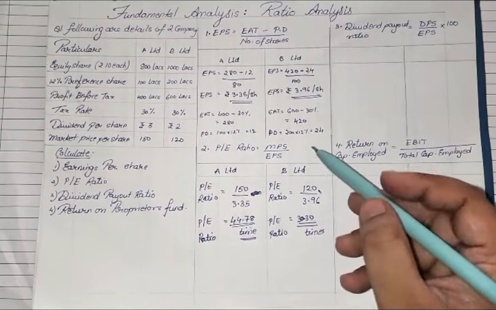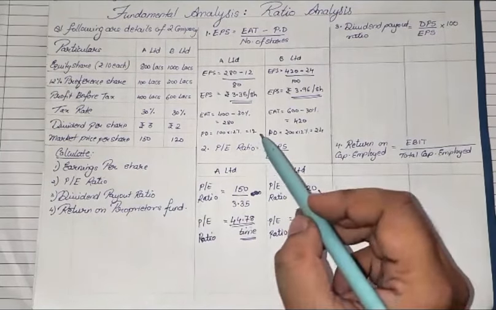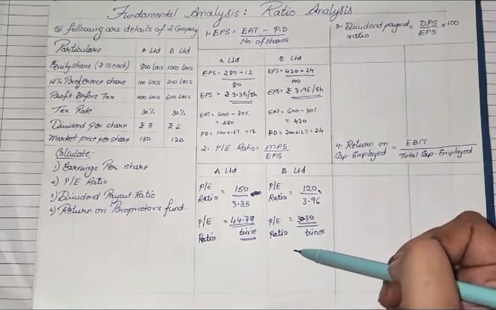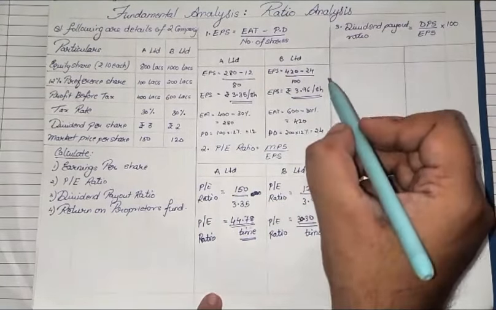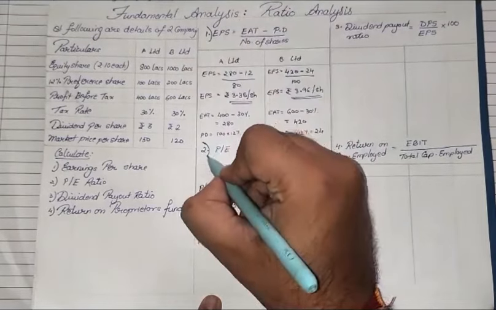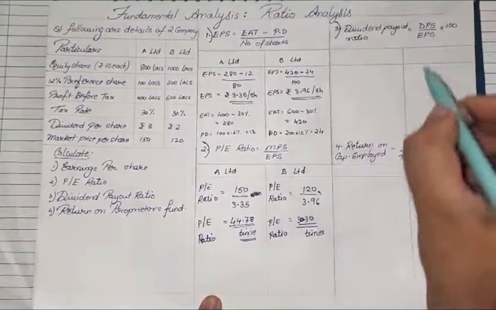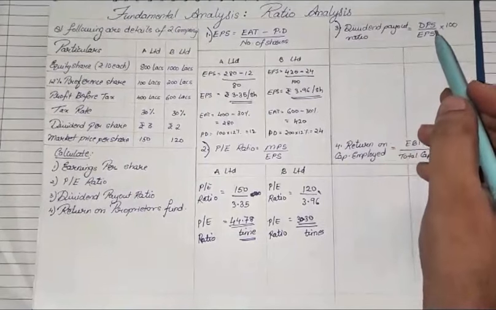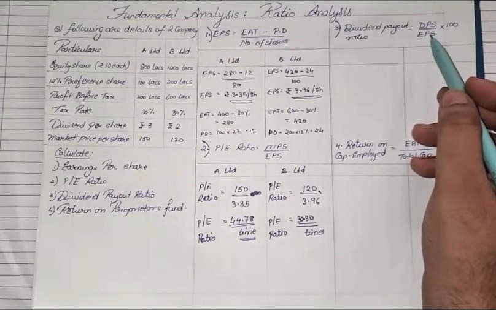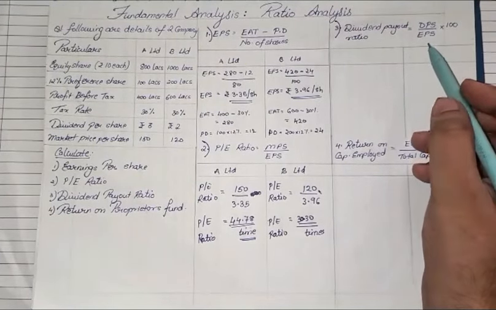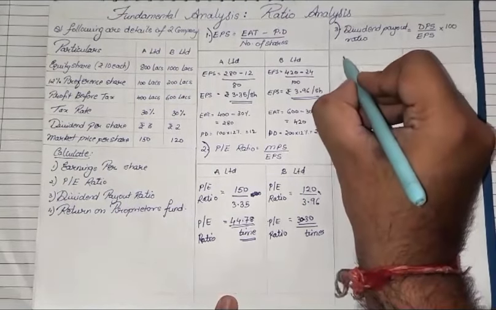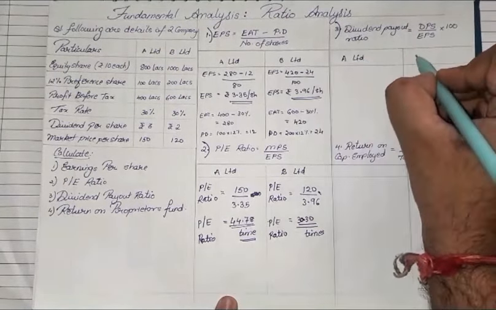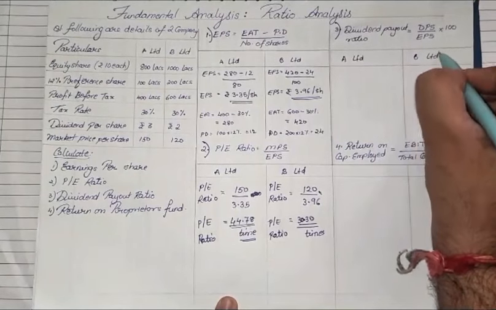So very simple. It was market price, which is there in the question, EPS, which we have already found. The next is, that was the first and the second formula. Third, what they've asked us to find. So this was my first, this was the second. My third one is dividend payout ratio. The formula is DPS, that is dividend per share, upon EPS, that is earning per share, into 100. Now here I write it as A Limited and this is B Limited.